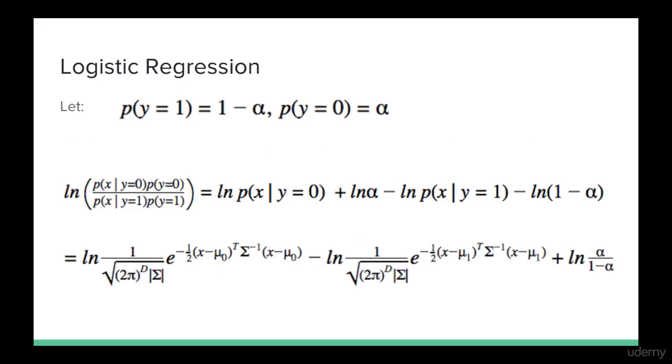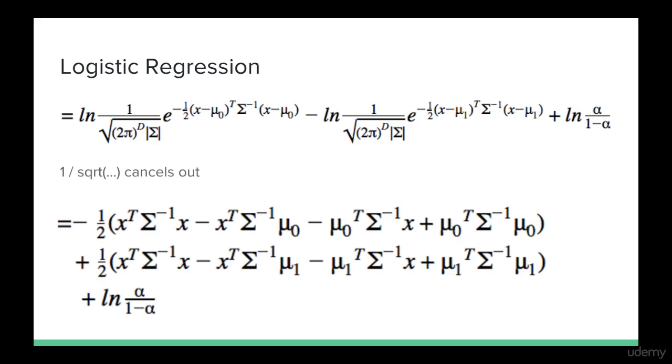The next step is to let P of y equals 1 equal 1 minus alpha and P of y equals 0 equal alpha, so our equations can look a little simpler. Next, we can expand everything inside the log because it's all multiplication and division, which gives us this equation. We can plug in the Gaussian PDF and we immediately see the benefit of taking the log since everything inside the exponential will drop down. We can also see that everything inside the square root will cancel out because it's just being subtracted from itself.